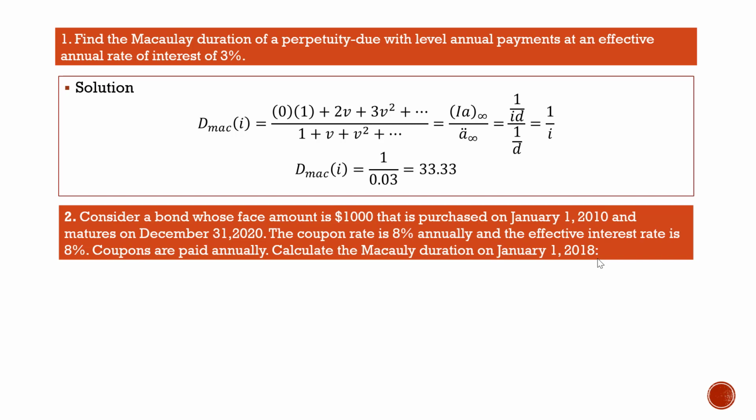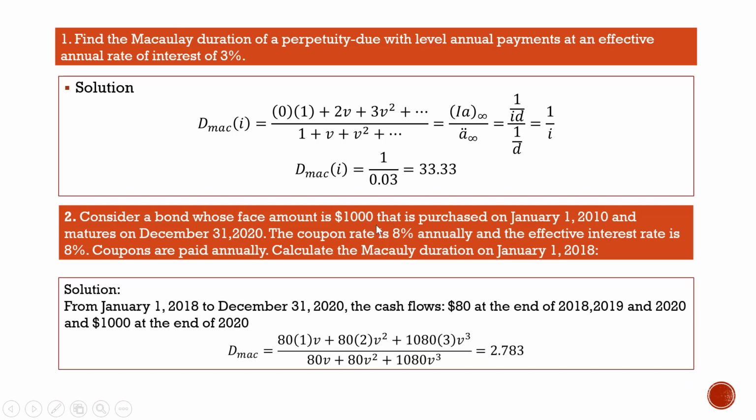At the end of 2018, we got an $80 coupon. At the end of 2019, we have another $80 per bond, and at the end of 2020, we have 80 with the 1,000 redemption value. So at the end of 2020, we got $1,080. So the Macaulay duration is (80 times 1 times v plus 80 times 2 times v squared plus 1080 times 3 times v cubed) over (80v plus 80v squared plus 1080v cubed). So the Macaulay duration for this investment is 2.783.